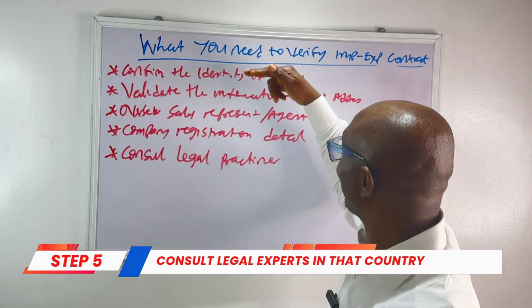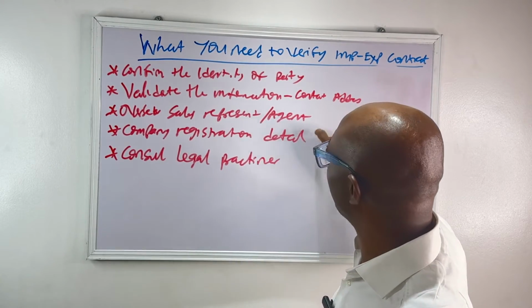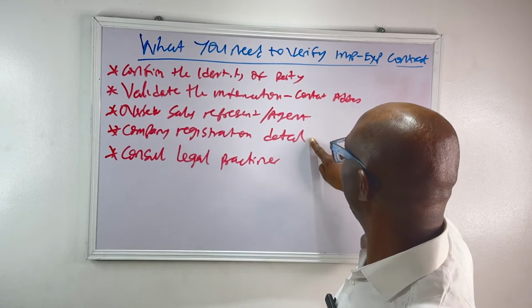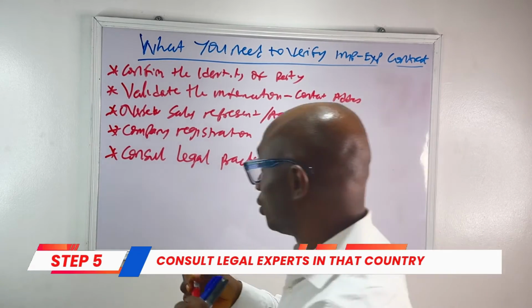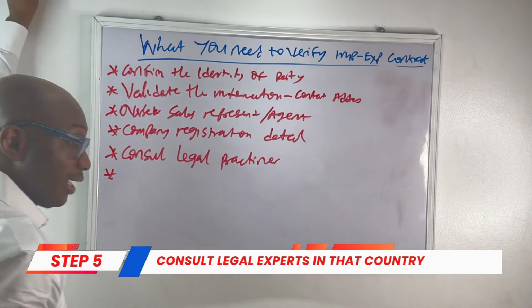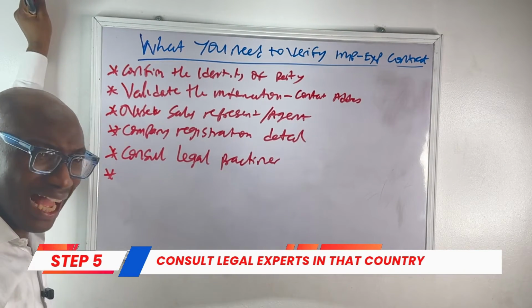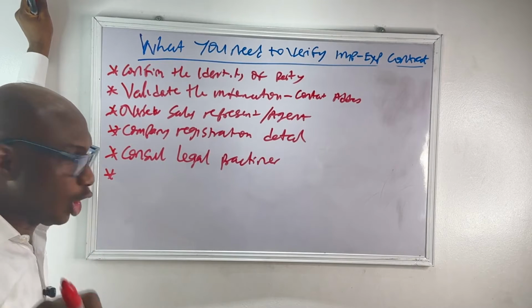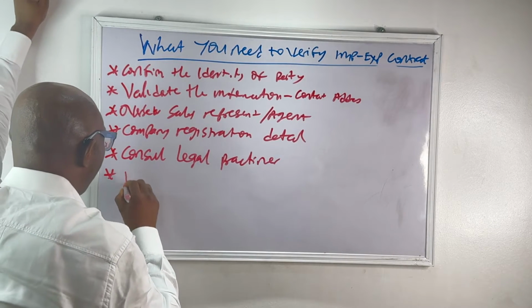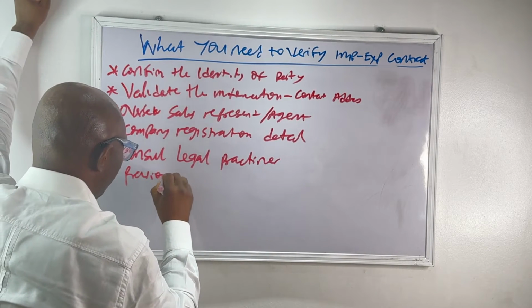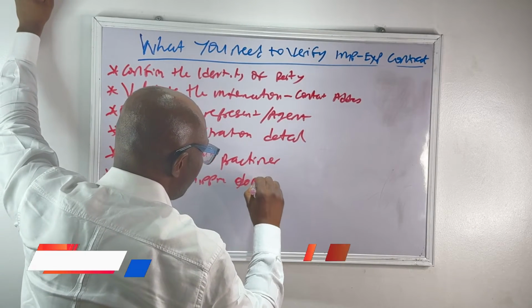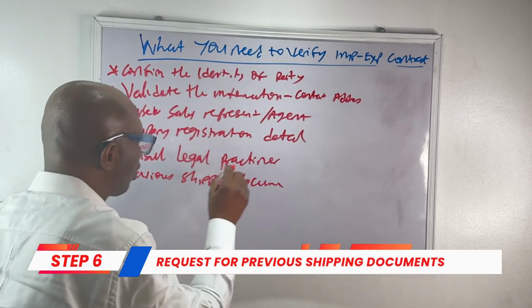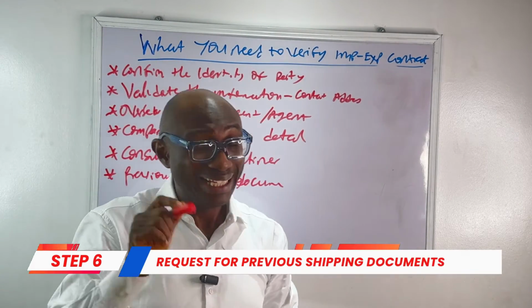So for some of these things I talked about, particularly the company detail, I might need a legal expert. Now, before I continue, I don't want to forget this. If it's an exporter, I want to check if he has done it before. Can he provide previous shipping documents? Remember, I talked about getting a legal practitioner.